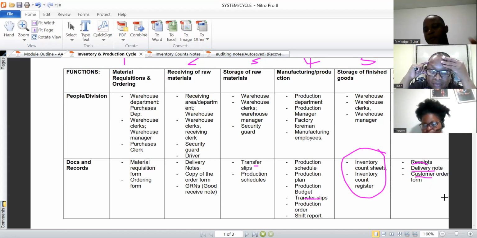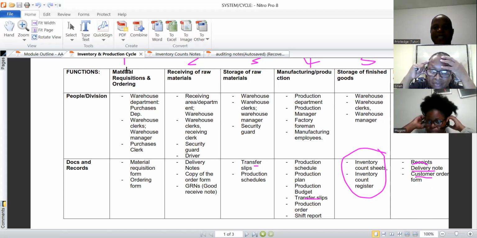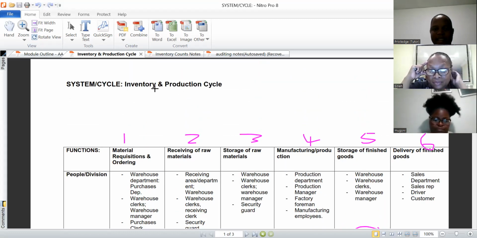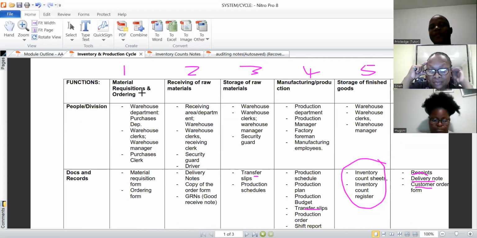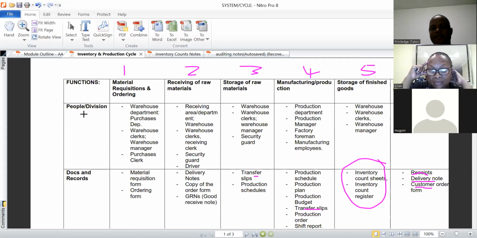And then obviously there should be a use of customer order form. Now there are others which I just didn't indicate here, but there are some, like for example, a tax invoice. If a person is paid, obviously there has to be an invoice that you should have given to the customer for you to be able to complete the sale. Now that's the inventory and production cycle, summarized in simple terms by looking at the stages, people involved, documents and records that are being used.